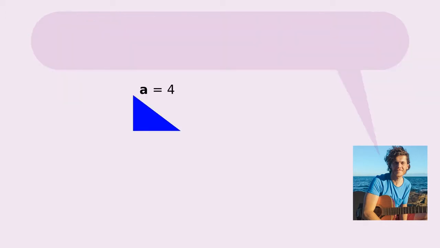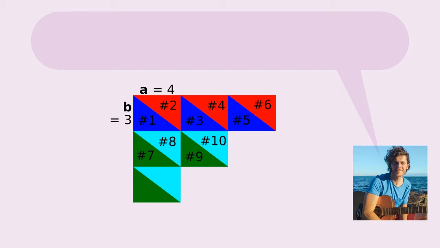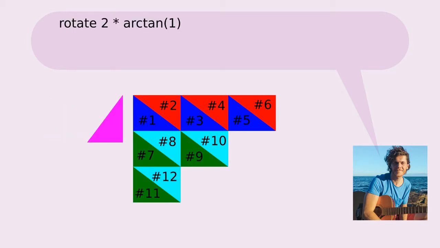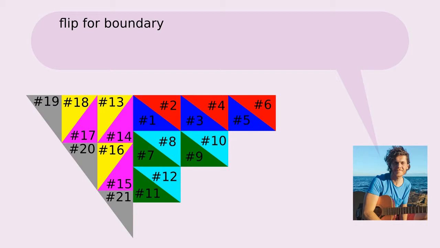A equals 4, B equals 3. 1, 2, 3, 4, 5, 6, 7, 8, 9, 10, 11, 12. Rotate 2 times arctan 1. 13, 14, 15, 16, 17, 18. Flip for the boundary. 19, 20, 21, 22, 23, 24, and 25.